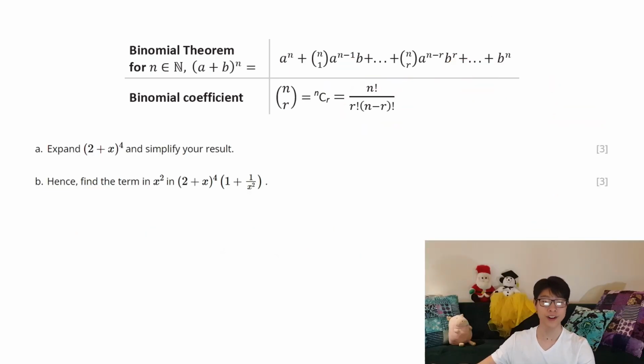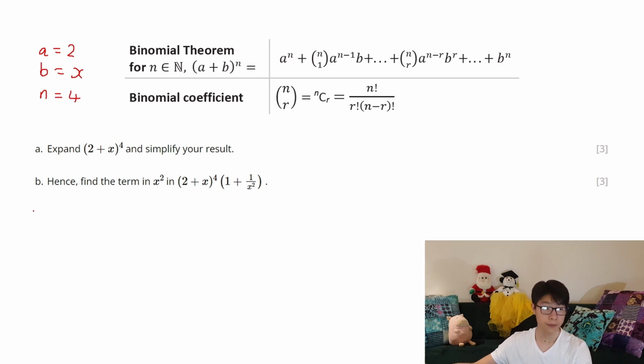Okay, now moving on to some practice questions. Expand (2 plus x) all to the power 4 and simplify your result. Now this is an example of a binomial which takes much less time if you know how to expand it efficiently using the binomial theorem than if you were to expand it manually. So let's give it a try. Let's first identify the different terms within the binomial. Let's make a equal 2, b equals x, and n will equal 4. And now let's substitute everything and see what we get.